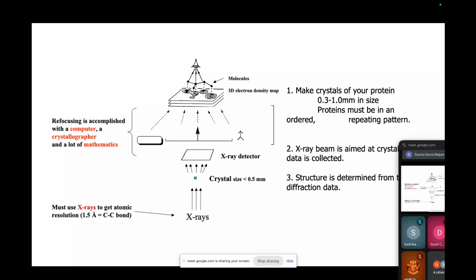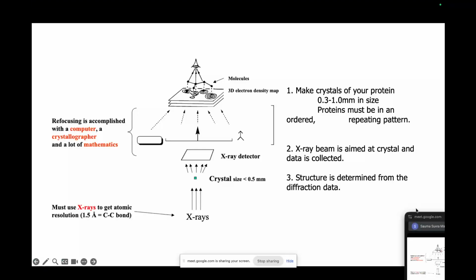Now you can use different tools. There are mathematical models which you can use to convert this data to actually what is the distance between different atoms inside the molecule, different domains inside the molecule, and so on and so forth, right? So this is a general setup of how it looks. What you're going to find is basically a 3D electron density map, and from that you need to convert it to an understandable structure.